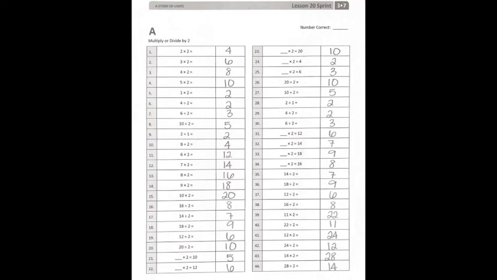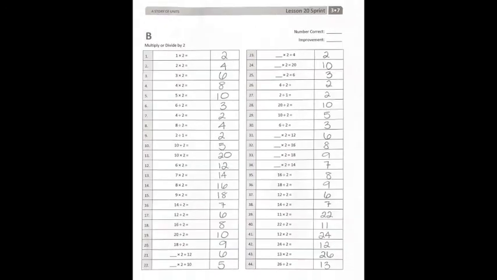Okay, make sure you're doing the correct one and checking your work for the correct worksheet. This one is for Sprint A, so make sure you're looking at Sprint A and you have the correct worksheet in front of you. This is Sprint B, so make sure you're checking the correct worksheet. Don't get A and B mixed up. This one is for B.